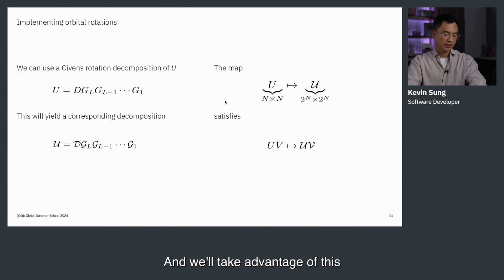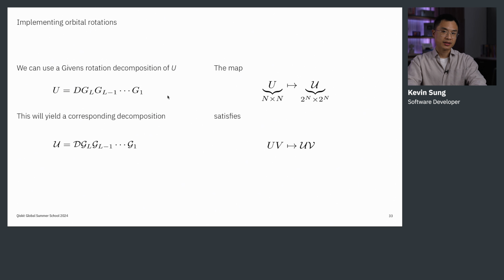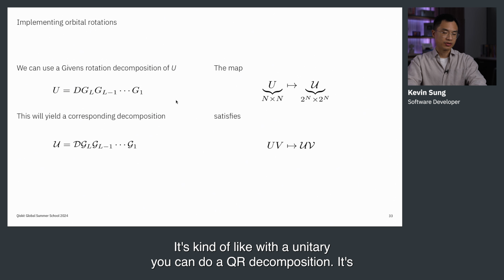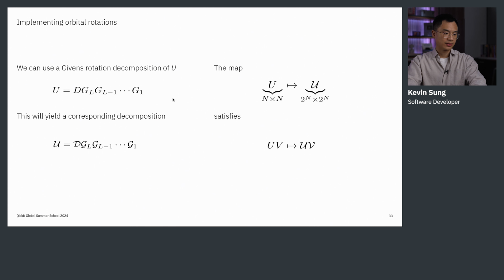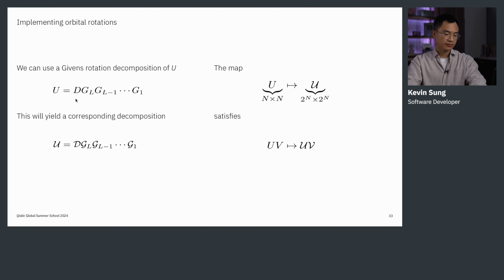And we'll take advantage of this because we're going to take our unitary matrix U and do a decomposition of the unitary. It's kind of like with a unitary you can do a QR decomposition. It's similar to that. Here we're decomposing it into a sequence of operations. D is a diagonal matrix, and G, these are going to be Givens rotations, which I'll explain in a bit. And this decomposition of little u is going to yield a corresponding composition of big U in terms of basic gates.